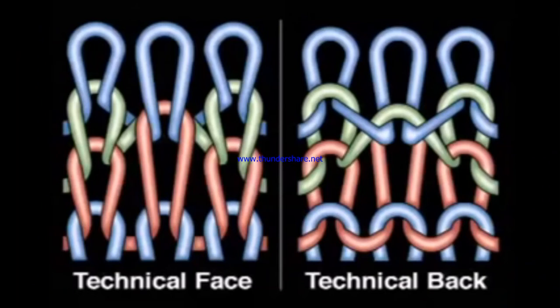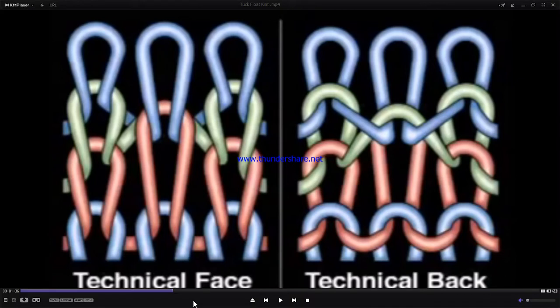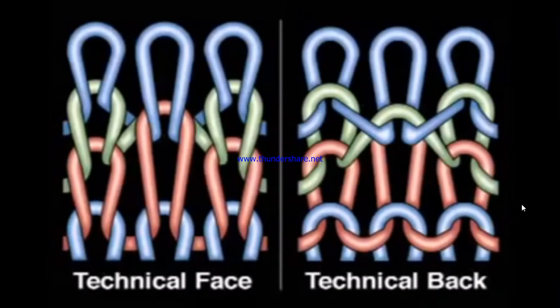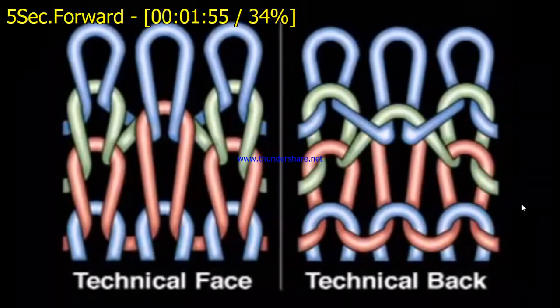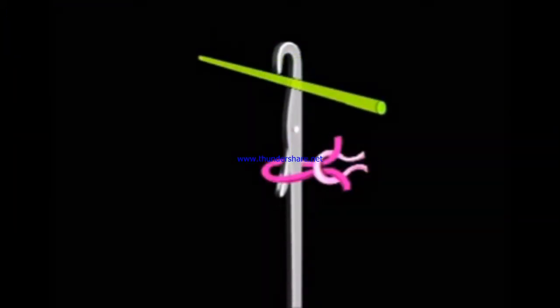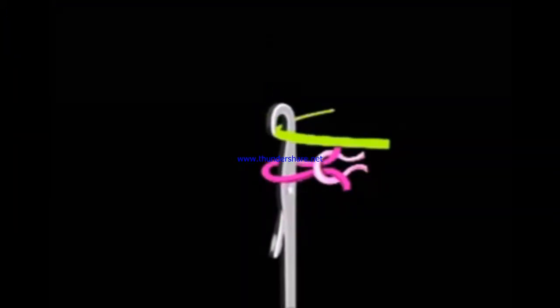Now this is a simple demonstration of tuck structure. Here you can see this green color thread that is actually not forming the loop. This type of configuration or structure is called tuck structure. Technical face and technical back appearances are shown here. Now the question is how this tuck can be formed. Now we see feeding has been done, but knocking over or casting off has not been done by the needle.